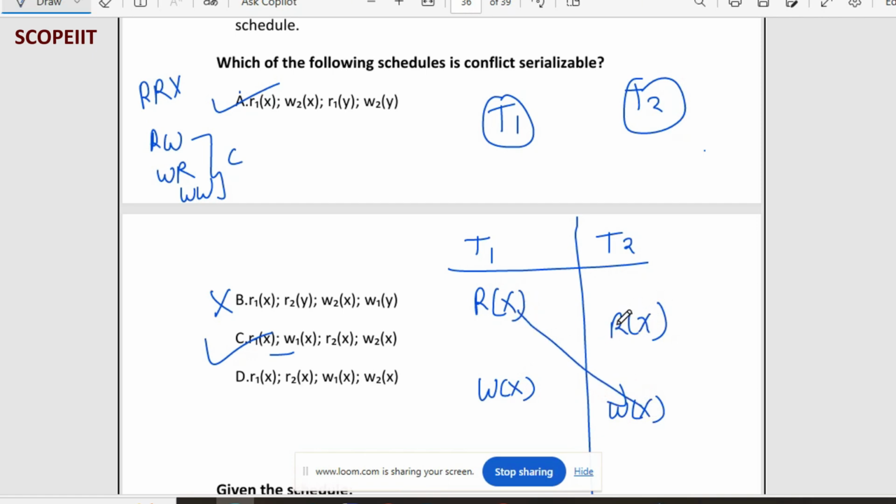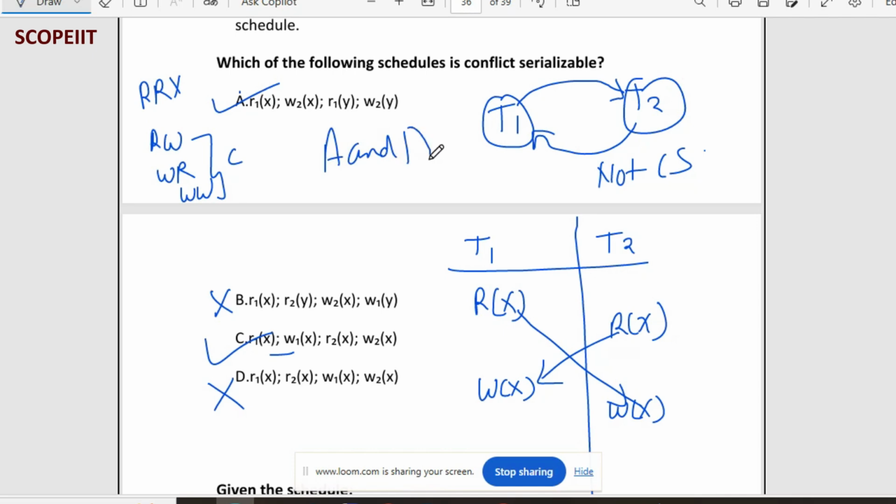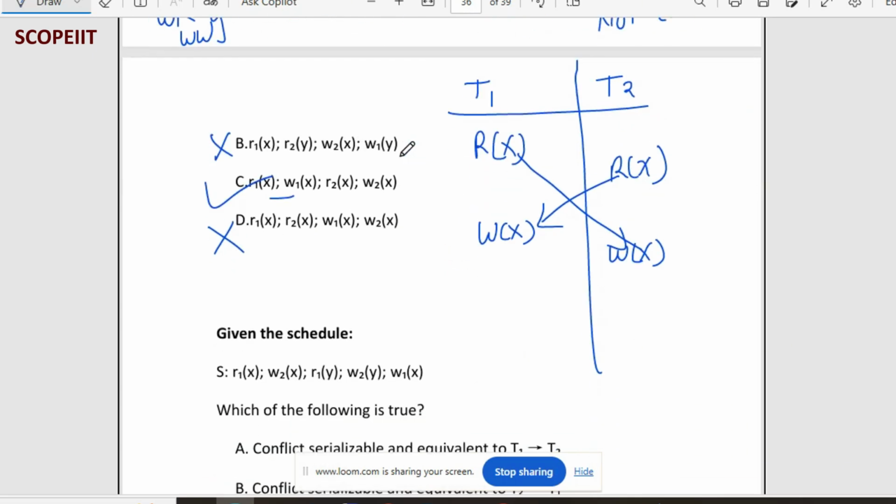Now let us check from T2 to T1. Here you can see R of x, W of x, so there is a conflict from T2 to T1. So this is one arrow from T1 to T2 and another from T2 to T1. Here you can see there is a cycle. As it is a cycle, it is not CS. So D is not the correct answer. What's the correct answer for this question? Options A and C. I hope it's clear. So this is all about conflict serializability.